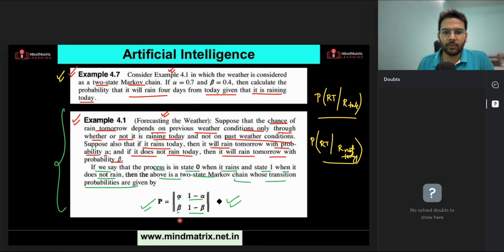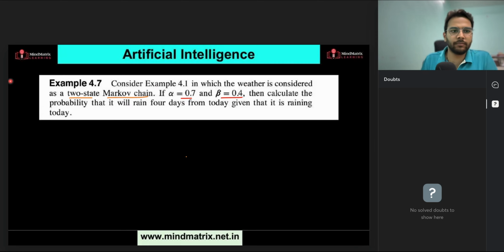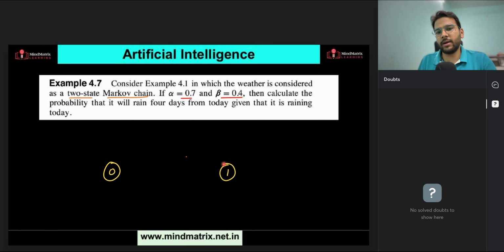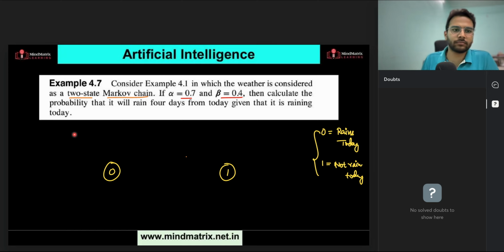Draw the chain. Okay, let's draw the chain. Let's say we have state 0 and state 1. State 0 means it is raining today, and state 1 means it does not rain today, or not raining today. Clear? These are the two states that we have.